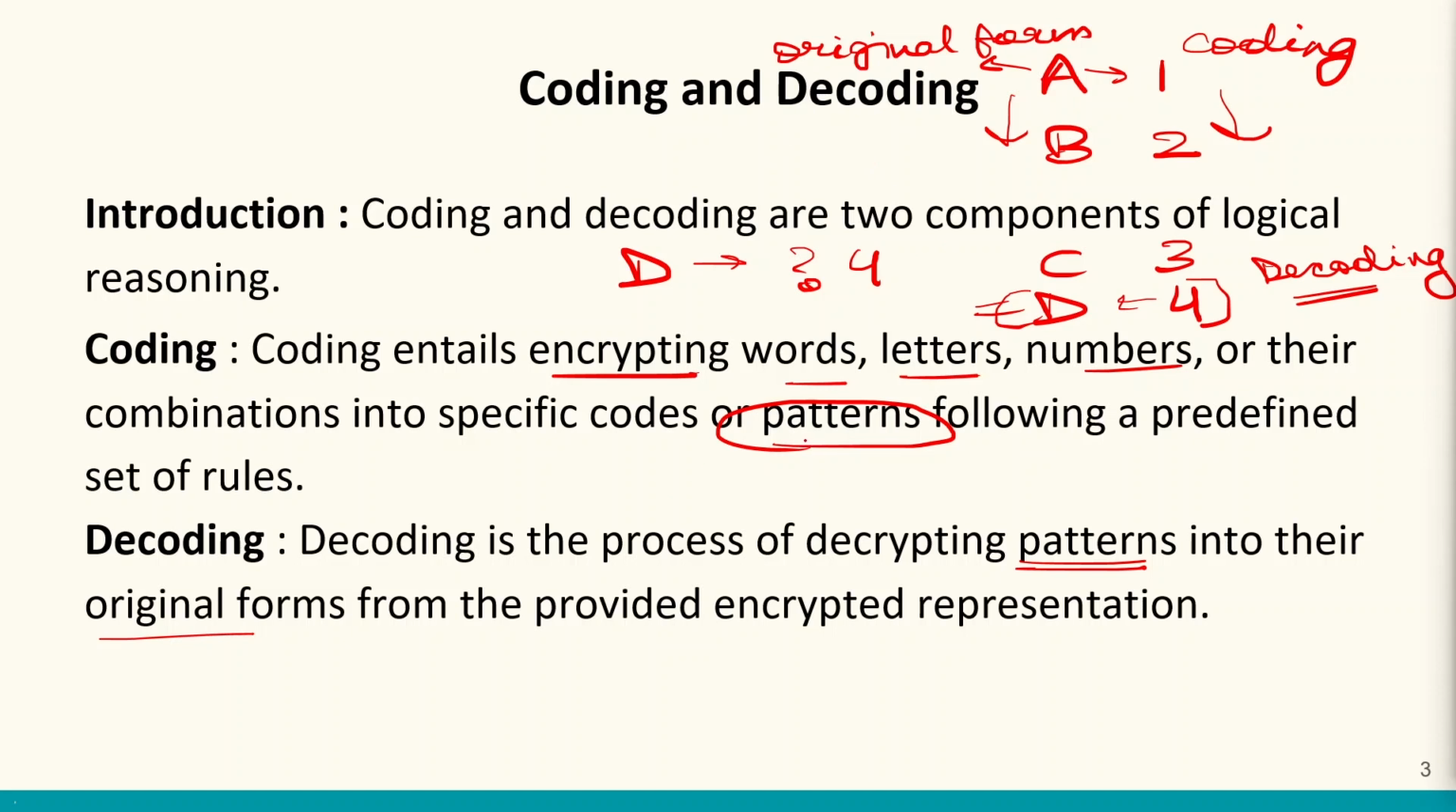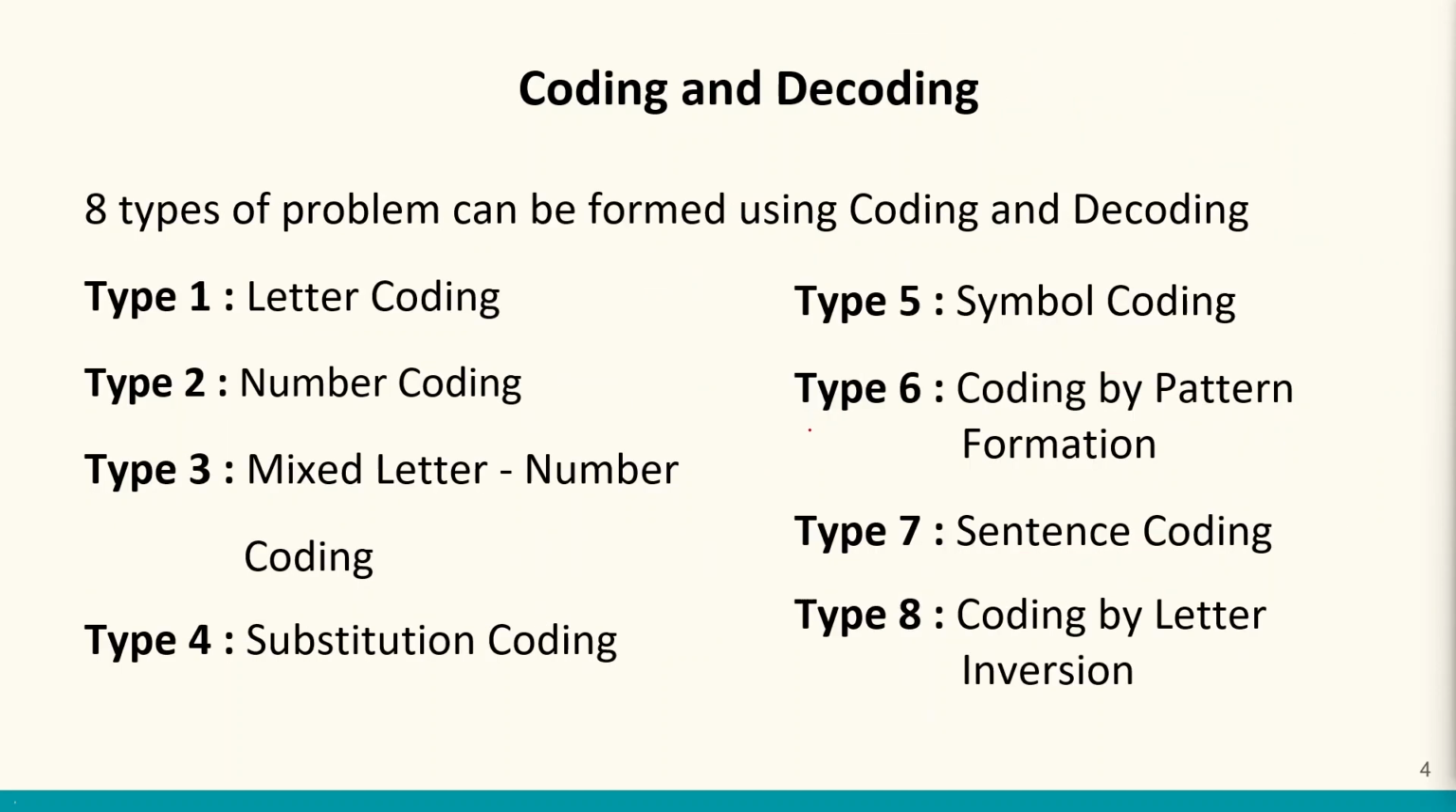Let us understand this concept better with the help of examples, segregating them into 8 types. So 8 types of questions can be formed in coding and decoding. The first one is letter coding, also known as alphabet coding. The second one is number coding. Then mixed letter and number coding, in which we have alphabets and numbers. Then we have substitution coding, in which we substitute a word with another word.